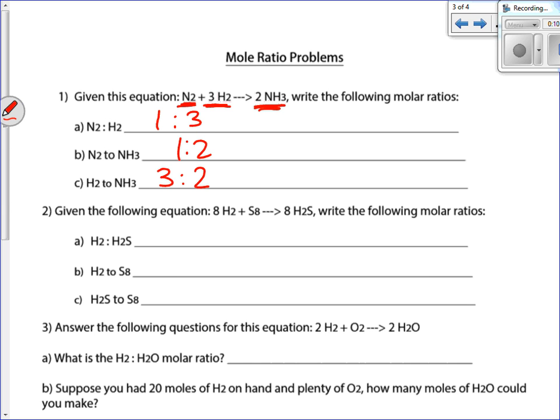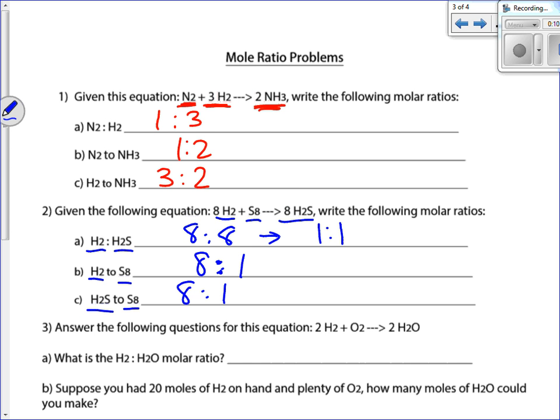All right, now looking at this equation down here. H2 to H2S. What is that going to be? 8 to 8. Now, you can reduce this if you like to 1 to 1 because they are both divisible by 8. How about this one? H2 to S8. Or S8, I meant S8 is what I meant to say. So this is an 8 to 1 relationship. How about H2S? 8 again to S8, which would be 1.